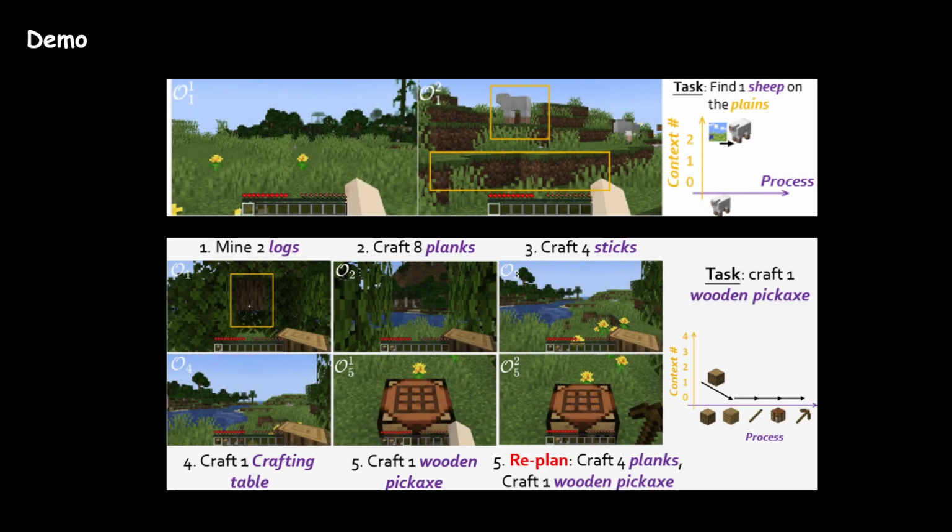Here are the corresponding screenshots for the dialogue of task, find one sheep on the plains, and the corresponding screenshots for the dialogue of task, find one sheep on the plains, while replanning. More experiments and ablation studies can be found in the main paper, and more demo videos can be found on the project website.